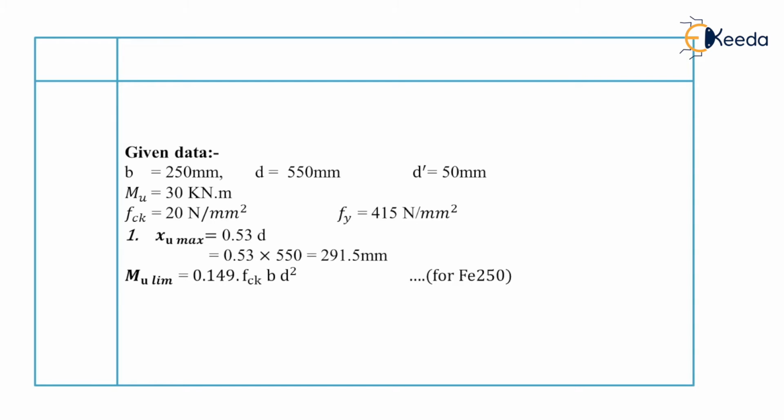Then we will find out MU limit, and for Fe250 grade of steel, MU limit value is 0.149 into FCK into BD square. Okay, now after putting all the values in the formula, we will get MU limit is equal to 225.36 into 10⁶ Newton mm.